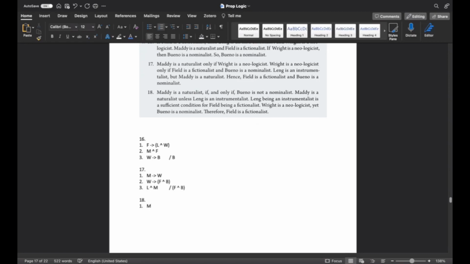So this one is a biconditional. Yep. Then here we have a negation. Bruno is not a nominalist. Yep. So I add somewhere I had the tilde. It's above the tab.